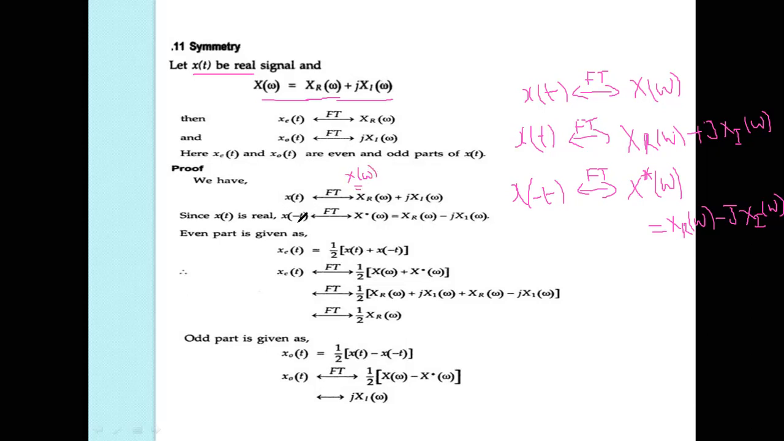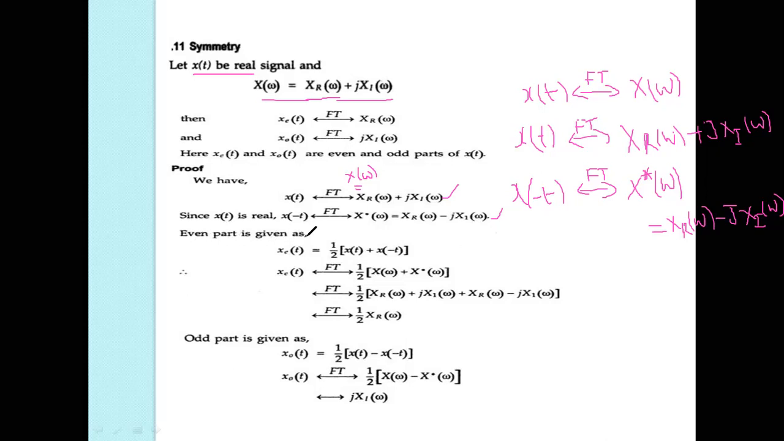Whenever I take negative values, we get x star of omega. We already saw this in the time reversal property. What is that x star? When we have two terms, real and imaginary, the real stays positive and the imaginary changes from positive to negative and negative to positive for the conjugate. When x of t has two terms, x of minus t also has two terms, with the sign different for the imaginary part.